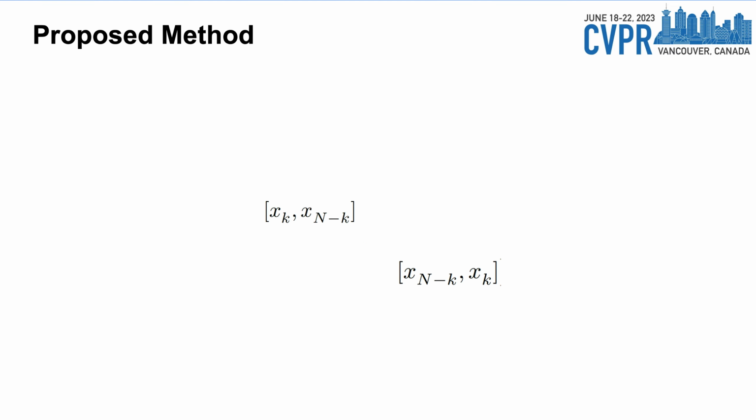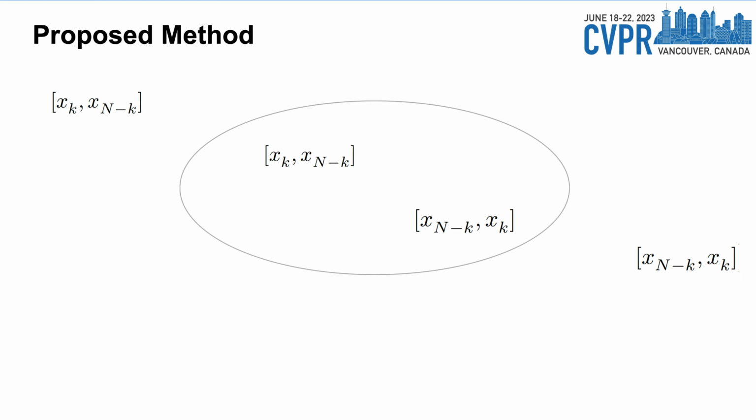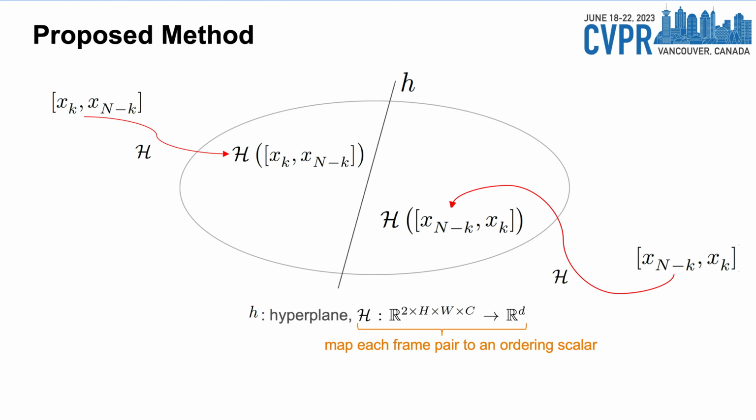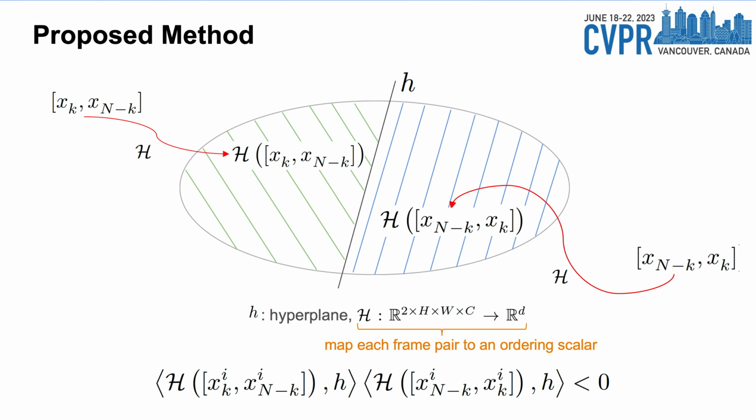Let's start with the pair of symmetric index frames. The order ambiguity happens when this pair is not consistent between iterations. So in our method, we try to force them onto different sides of a hyperplane by training a mapping function, and in this way, we can assign an explicit order for each scene throughout iterations, thus leading to a certainty of symmetric ordering between frames.